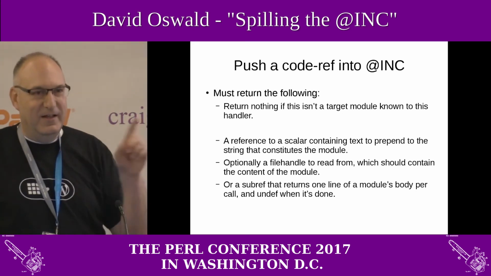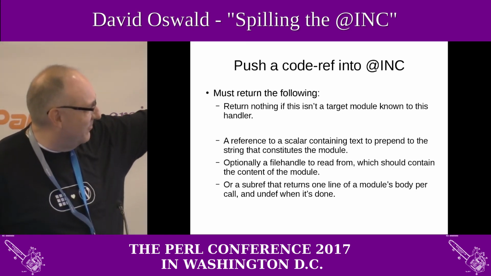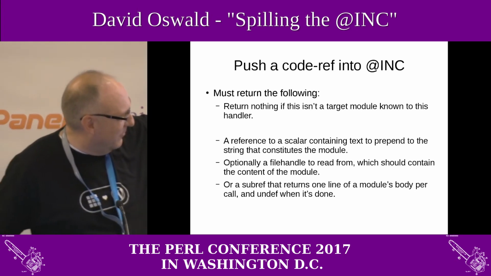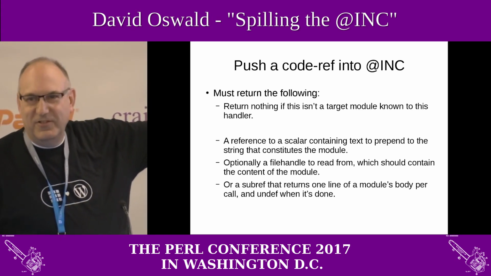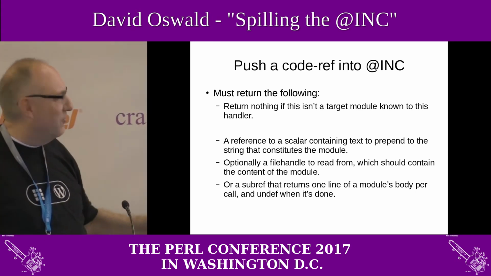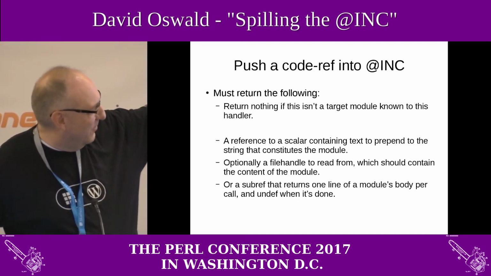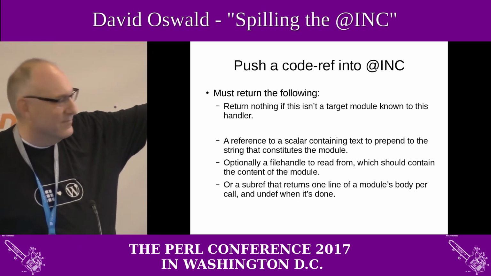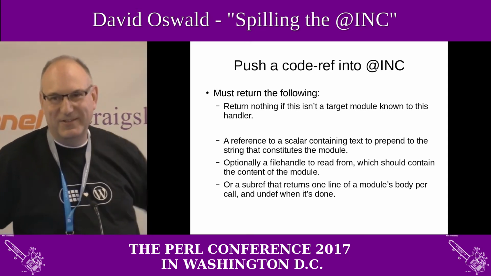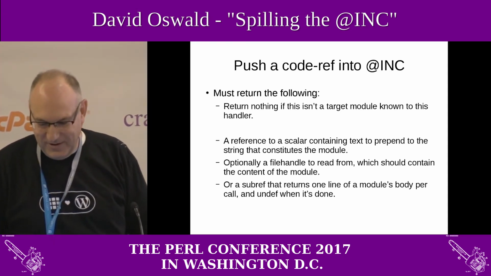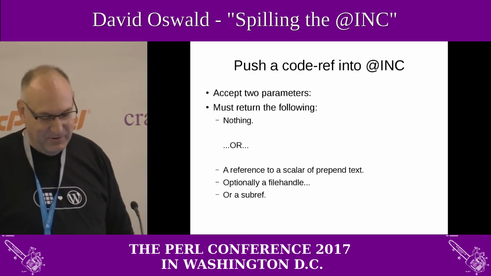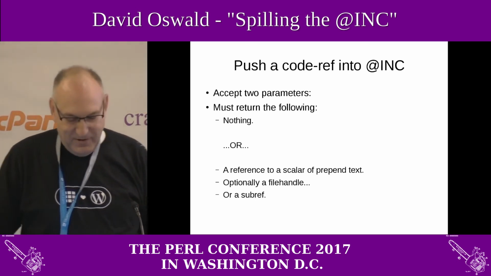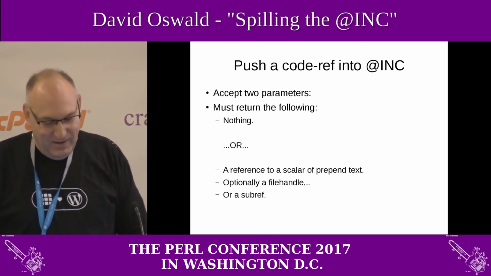And one of the things that is a little bit confusing in the documentation is it makes it kind of sound like number 2 and 3 down below there have to be in that order, because it actually uses the words in this order. But that's not quite right. You need to have the 0th item there as the first item, and then one of the next two things. So just to keep that straight, let's go ahead and talk about this. So we need to accept two parameters. We must return either nothing or a reference to a scalar of prepended text, and optionally a file handle or a subref.